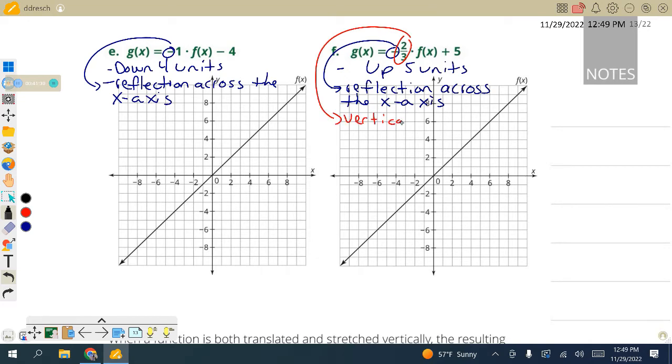vertically compressed by a factor of just say the 2/3, because we already took care of the negative, right? What do we say the negative does? Reflects it over the x-axis, okay? So when you say vertically compressed or vertically stretched, don't take the negative with it, only take the positive of that, 2/3.